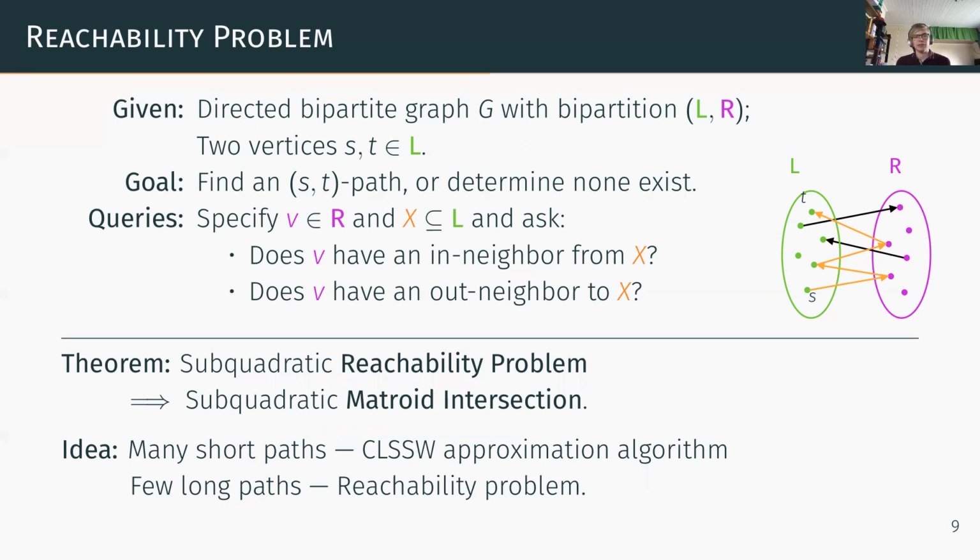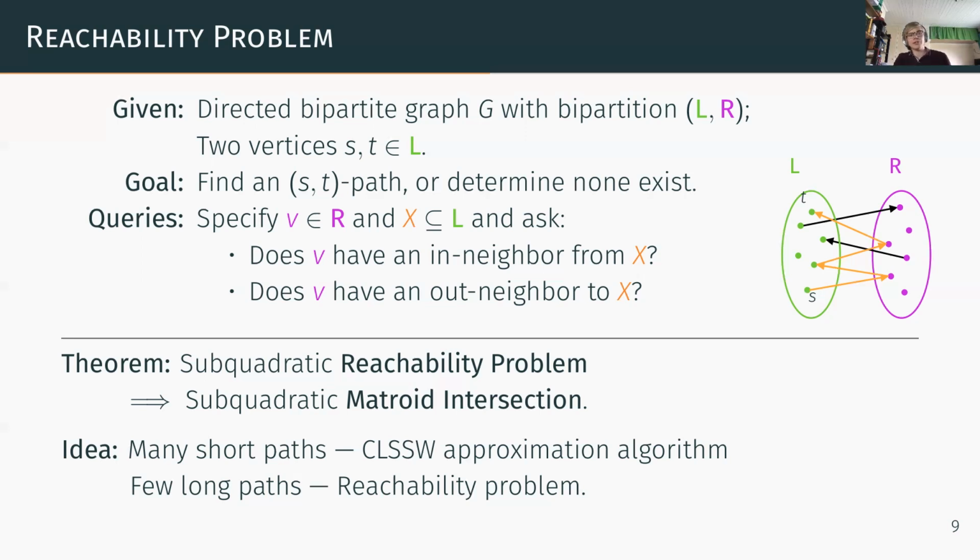And we show in our paper that if you can obtain a subquadratic algorithm for this reachability problem, then you also obtain a subquadratic algorithm for matroid intersection. And the idea to do this is that we use a recent subquadratic approximation algorithm due to CLSSW to find many short augmenting paths. And to the remaining very few and very long augmenting paths, we can use this subquadratic procedure for this reachability problem.